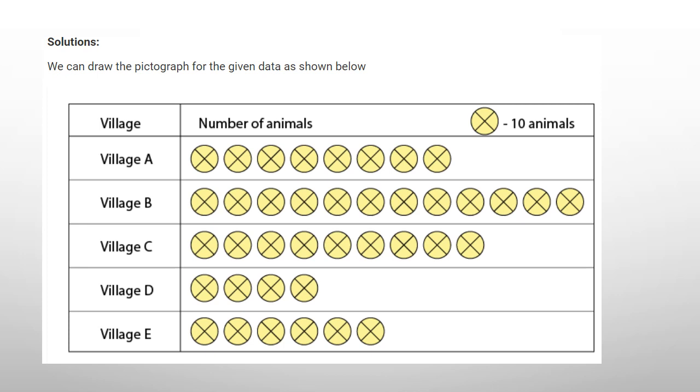In village C, how many animals are there, children? 90. So how many symbols I have to draw? 9. 1, 2, 3, 4, 5, 6, 7, 8, 9. Coming to village D, how many animals are there, children? 40. So how many symbols? 4. 1, 2, 3, 4. Coming to village E, how many animals are there? 60. So how many symbols? 6. 1, 2, 3, 4, 5, 6.